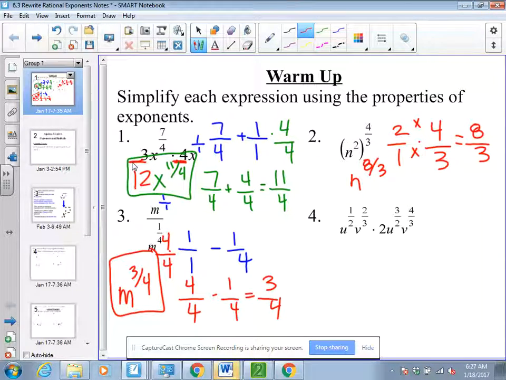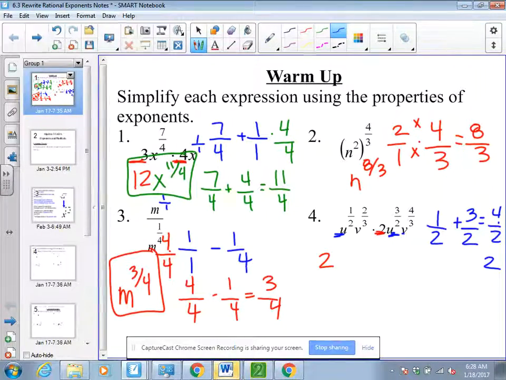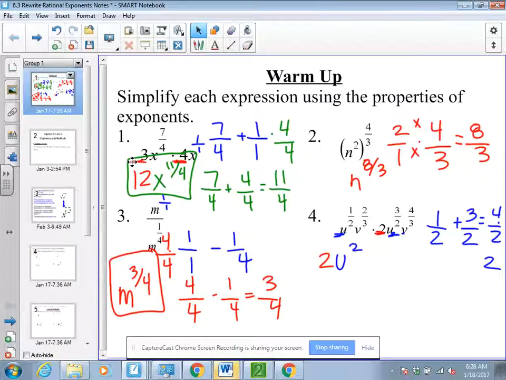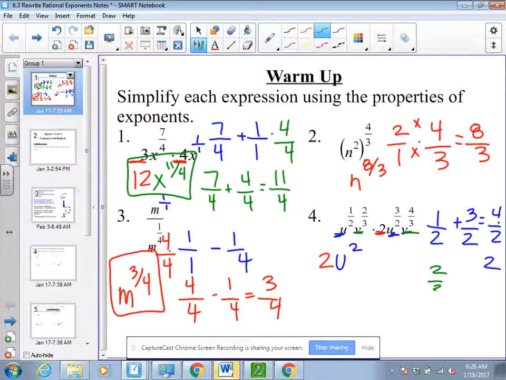In number 4, I'm going to start with this 2, move that out front. It doesn't have anything to multiply with it. So I look at the u's. I have 1/2 plus 3/2. Those already have a common denominator, so I'm just going to add straight across. 4 over 2, that's 2. So I'm going to say 2 u squared, and 2/3 plus 4/3 is 6/3, which is also 2.